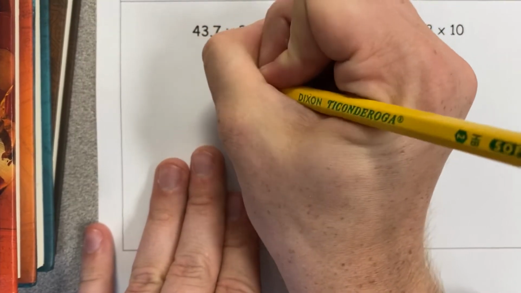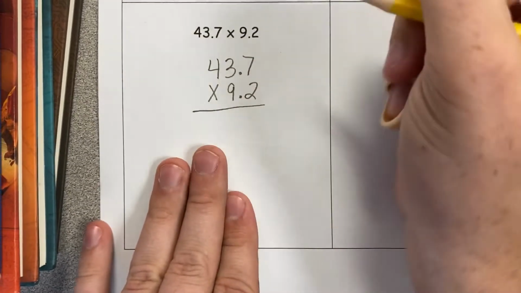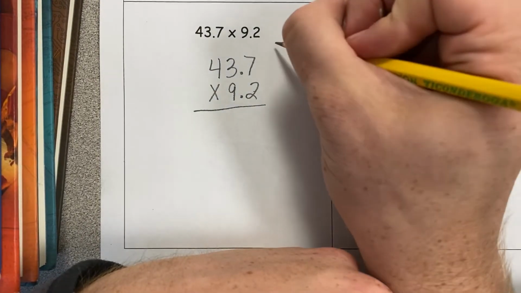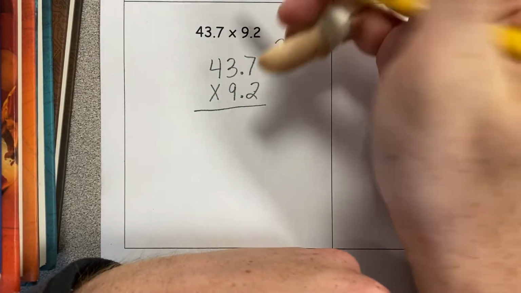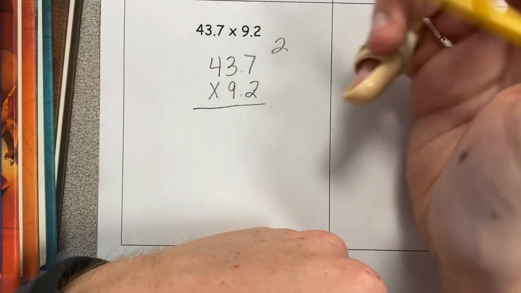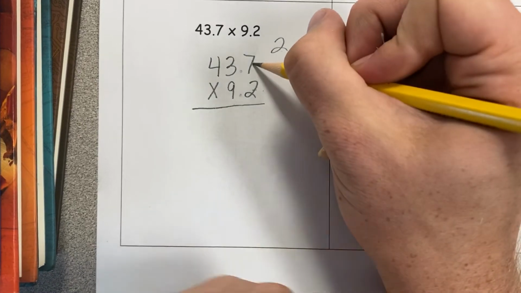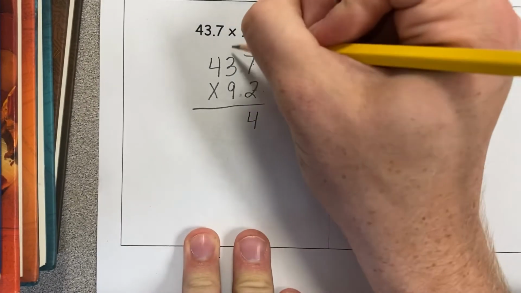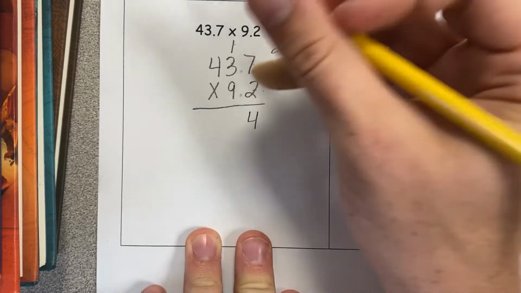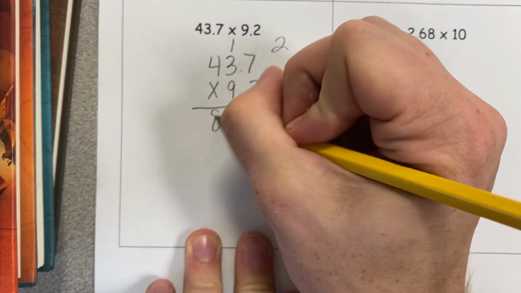Again, I'm going to write my problem like normal. Okay. Count how many numbers are behind the decimal. So in this case, I also have 2 numbers behind the decimal. So I'm going to put a 2. Then I'm going to erase my decimals and multiply like normal. Again, starting on the right side. So I'm going to do 2 times 7 first and get 14. Okay, then I'm going to do 2 times 3 and I get 6 plus my 1 gives me 7. And then 2 times 4 gives me 8.